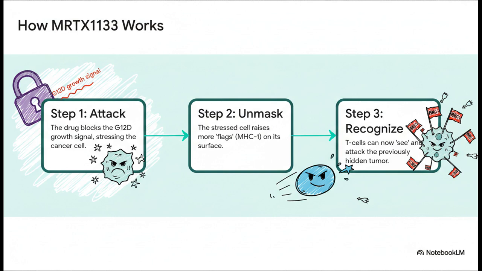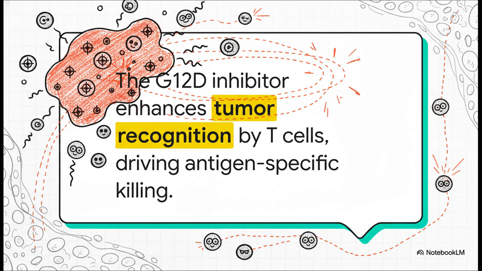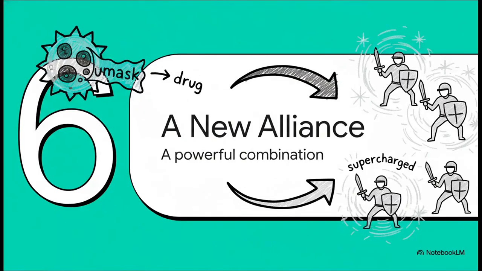can finally see. As the researchers put it in their paper, the drug doesn't just stop the tumor from growing, it enhances tumor recognition by T cells. It essentially paints a giant target on the back of a cancer cell that was an absolute master of disguise. This discovery just blew the doors wide open for a completely new strategy.